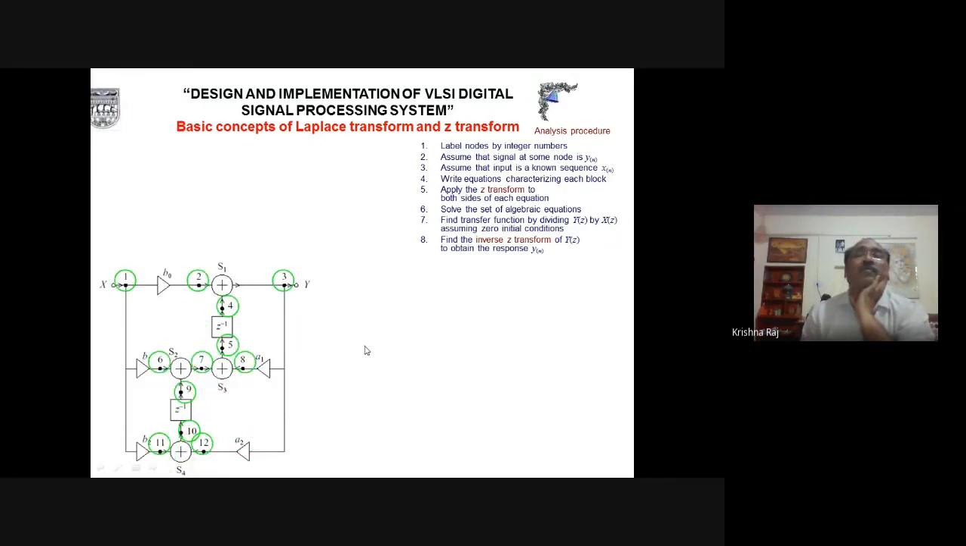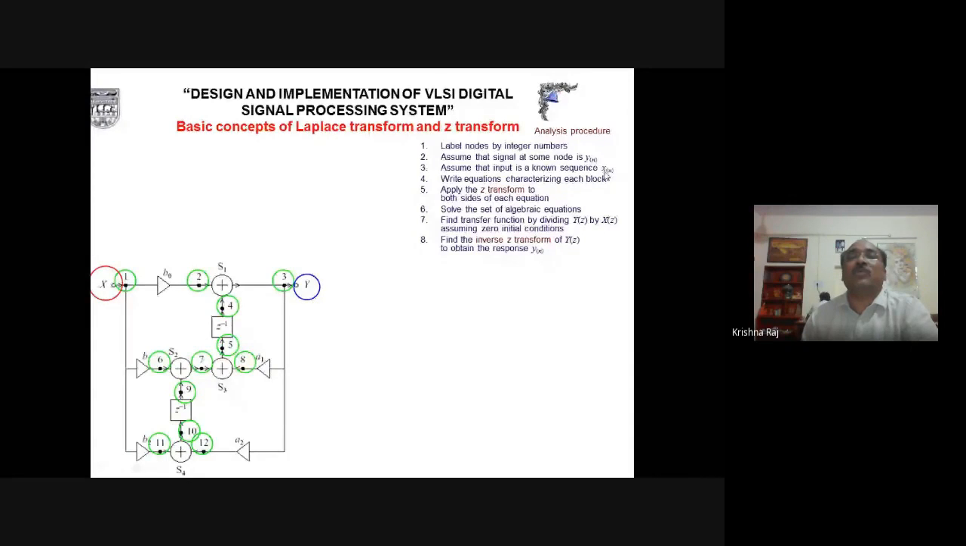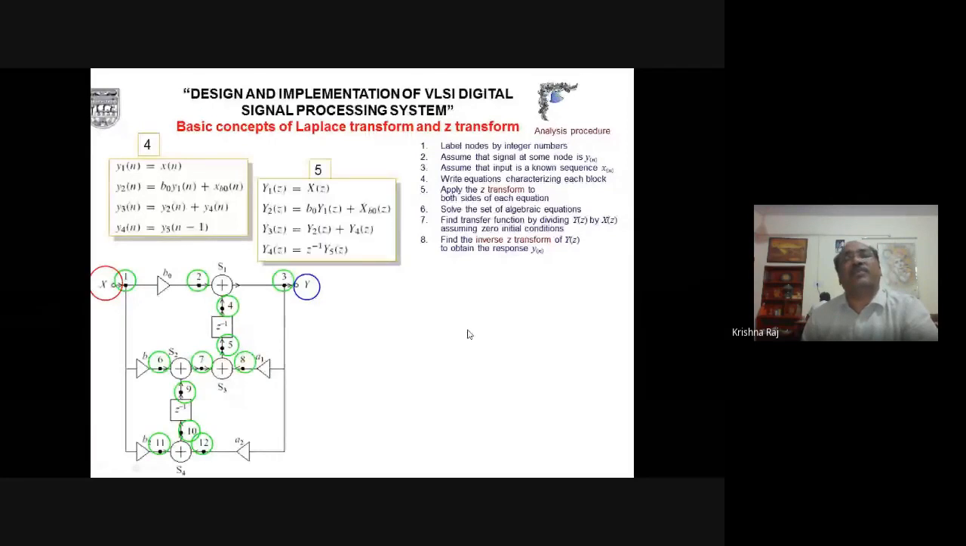If we are interested in analyzing our system, the same procedure is followed. Label nodes by integer numbers, as in the case of F(s), the transfer function of the system in the time domain having a dynamic nature. Second, assume that the signal at some node is y(n) and that the input is a known sequence x(n). Write equations characterizing each block, as we did in the case of the continuous system. Then apply the z transformation. In the previous case we applied the Laplace transformation; here we apply the z transformation.